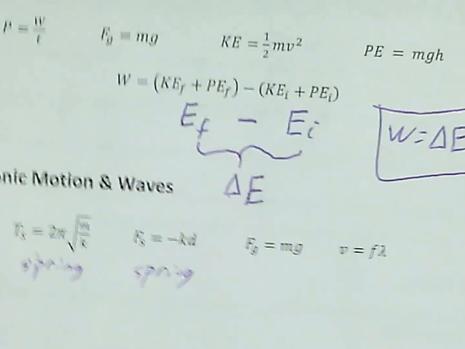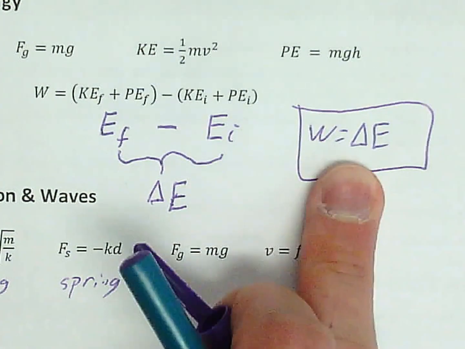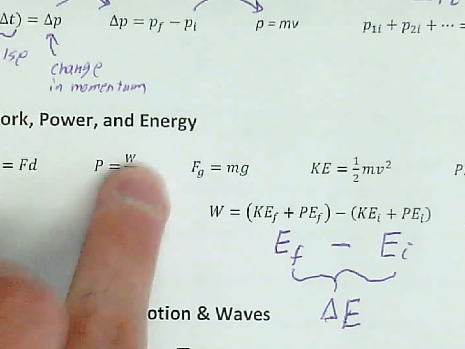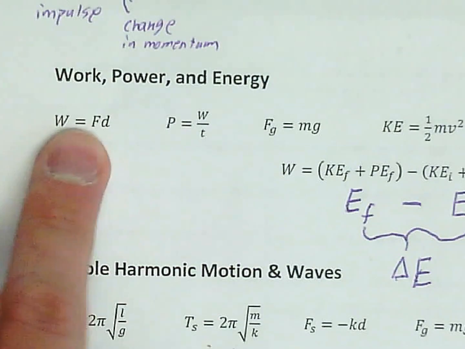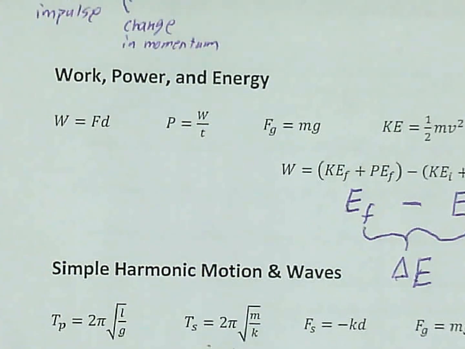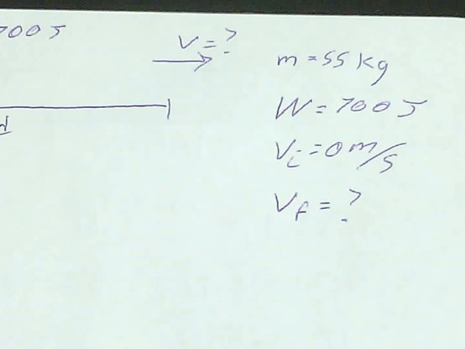Okay, so either work causes an energy change, or power is work over time, or work is force applied over a distance. So I ask myself, which one is this? Well, it's clearly not power. It doesn't ask about power. It doesn't give time, so it's not power. So it's either work being done to move an object a distance or work causing an energy change.